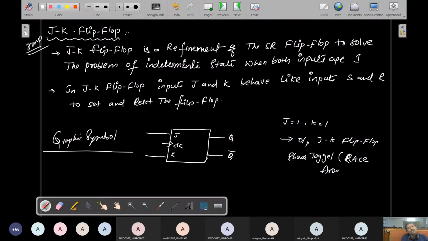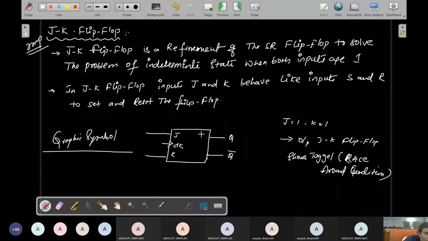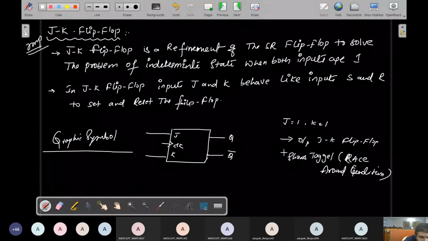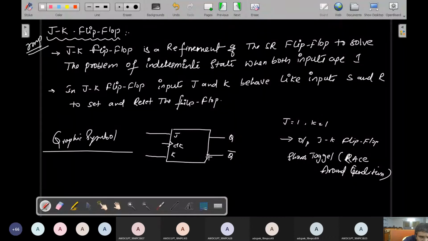Race around condition. So to eliminate this race around condition, we have to use additional connections provided to the JK flip flop. Then it will be converted into a master slave flip flop. So we will explain what the race around condition is and why the JK flip flop fails when both inputs are taken high. Okay, so we want to discuss this in this lesson.